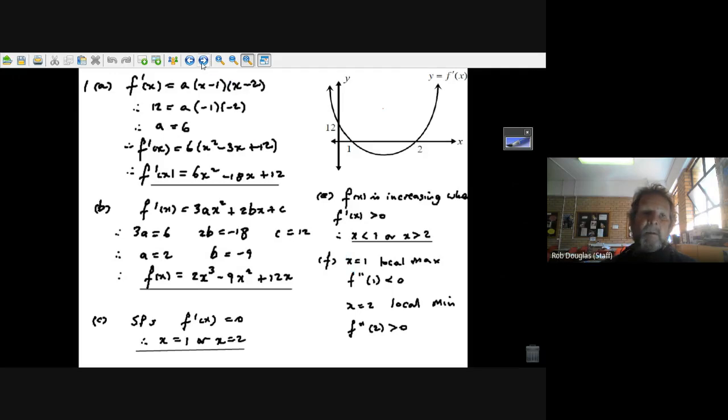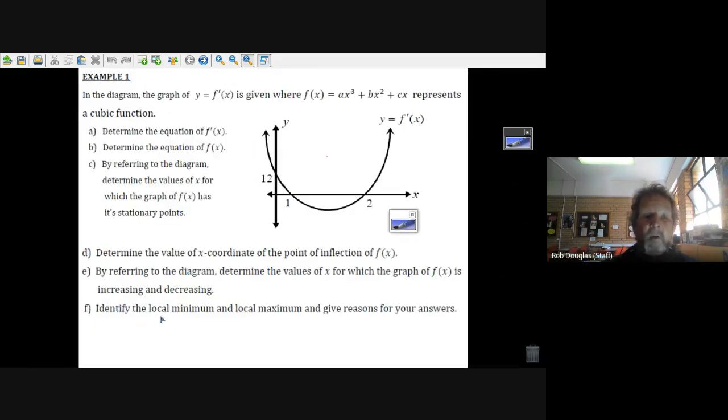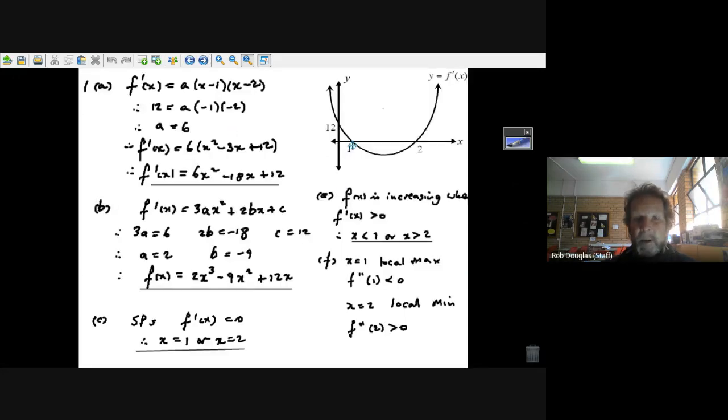And then the last question, they say, identify the local minimum or the local maximum. Well, you know it's a turning point, so it's either a minimum or a maximum. But if you take the gradient of this derivative, that's telling you about its concavity. Well, that's negative, and so that must be concave down. So it must be a local maximum because it's at the top of a concave down thing. And on the other side, you see it's positive, it must be concave up. So that must be a local minimum.